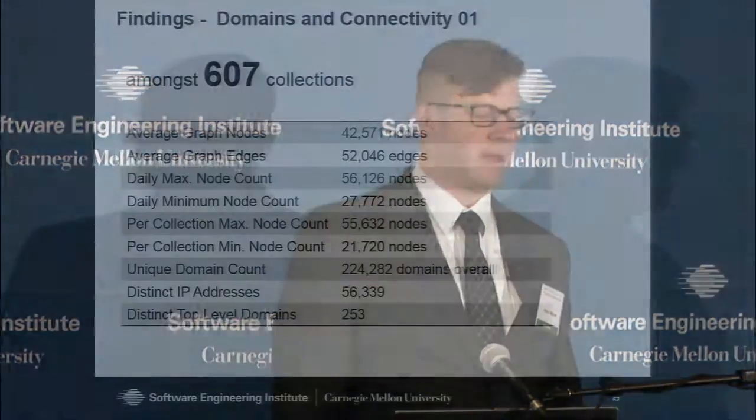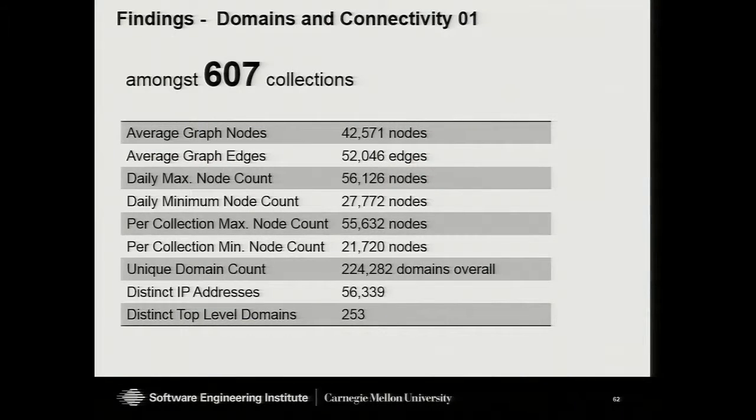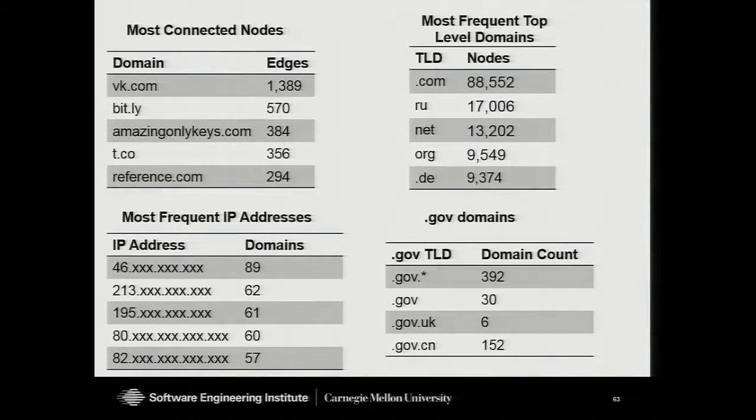Overall, we conducted 607 data collections, with around 42,000 average nodes, over 200,000 unique domains, 56,000 IP addresses, and 253 top-level domains. So .com, .org, everybody's represented as far as what sites were infected by looking at this data. Our most connected nodes, meaning the nodes with the most ins and outs, not surprisingly, VK.com was our number 1 with 1,300 edges. That's Russian Facebook.